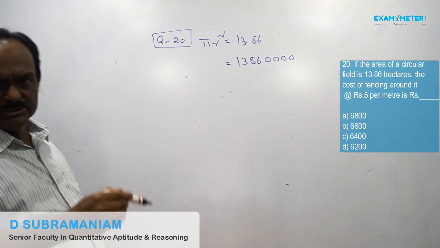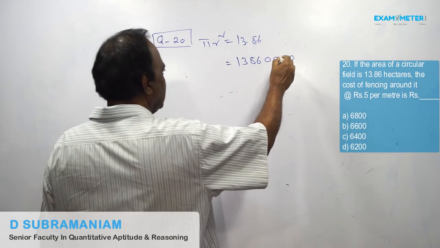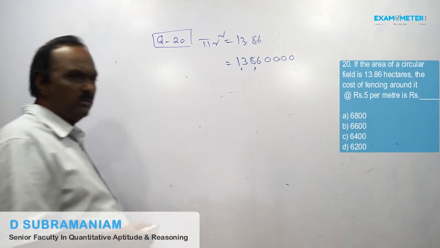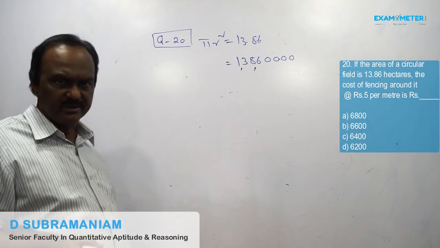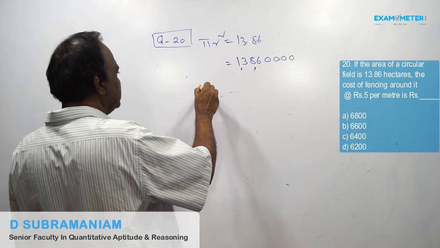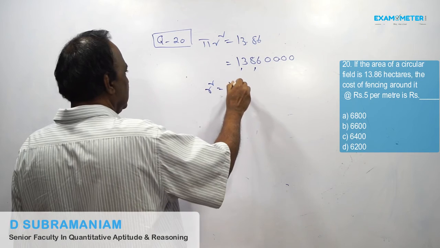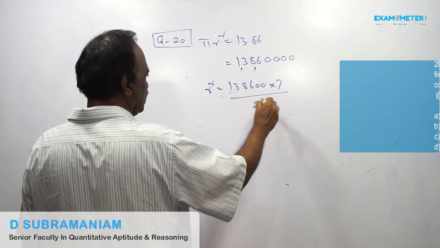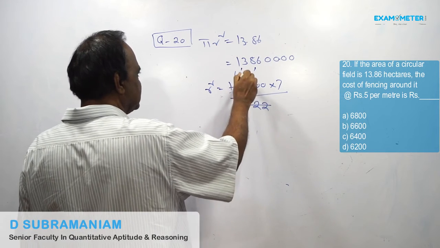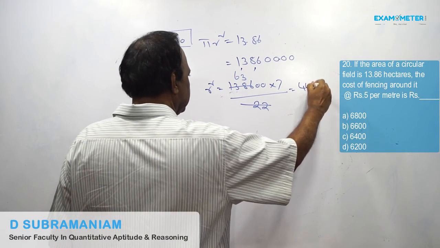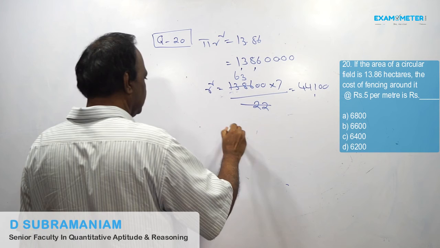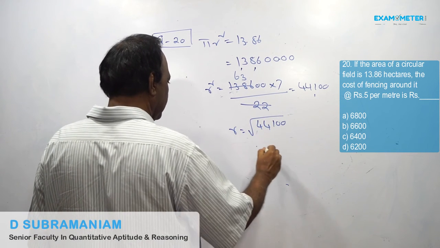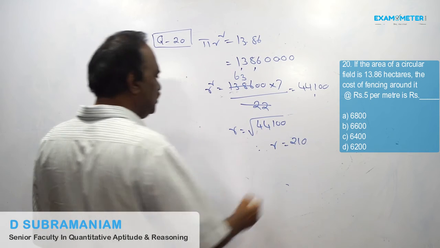These two decimals shift this side. Finally, this has become 1,38,600. So R square is equal to 138,600 into 7 by 22. This will cancel 63 times. This is 44,100. So R square is 44,100. Therefore, R is equal to 210.